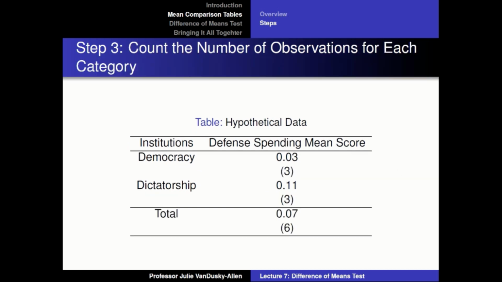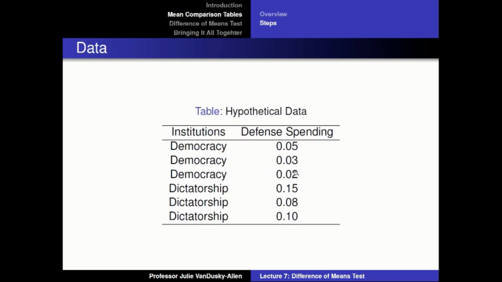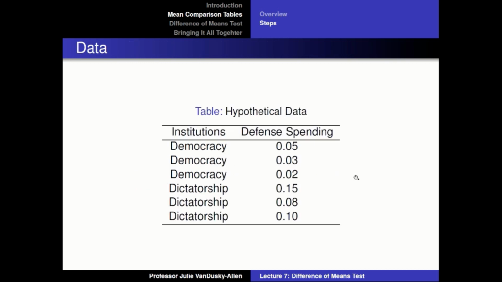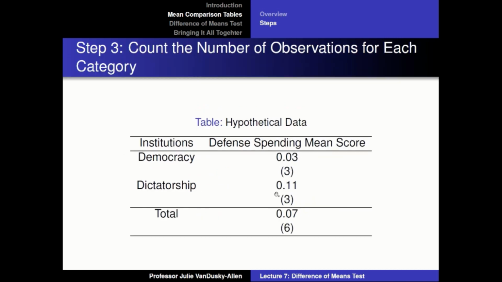Next, you count the number of observations that each category of the independent variable had and write that number under the mean score for the category in parentheses. So the democracy category had 3 observations. So we write a 3 in parentheses under the mean score for democracy. The dictatorship category had 3 observations. So we write the number 3 in parentheses under the mean score for dictatorship.